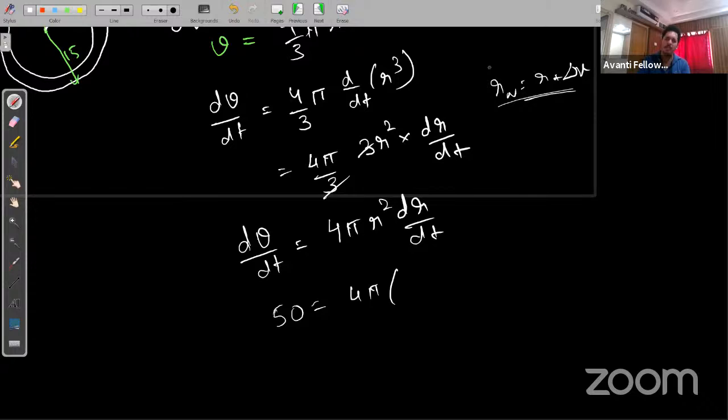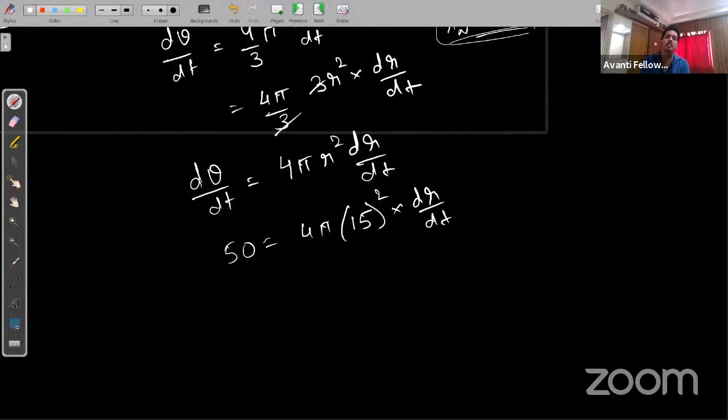No need of taking all these things, I'm just telling you directly in a simple way. What is the new radius? It is nothing but 15, right? Very good, Ashit. 15 whole square into dr by dt. This dr by dt is the same as how much the radius is getting decreased. At the same rate the thickness is also getting decreased. Everyone understanding or not?